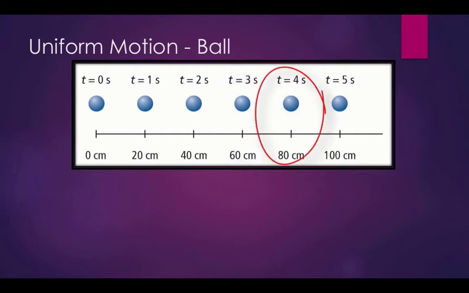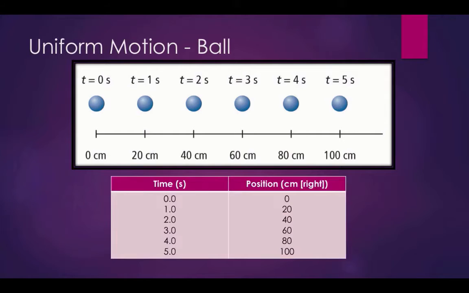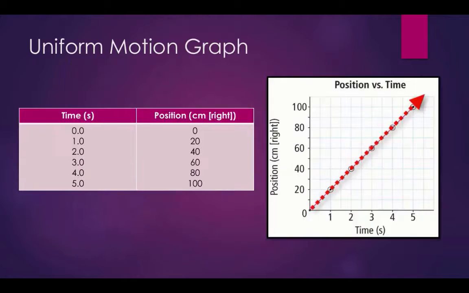At 4 seconds, it's at plus 80 centimeters. And at 5 seconds, it's at plus 100 centimeters, or 100 centimeters to the right. A data table for this ball would look like this. If we take this data and graph it as a position time graph, we would end up with a graph with a straight line of best fit.